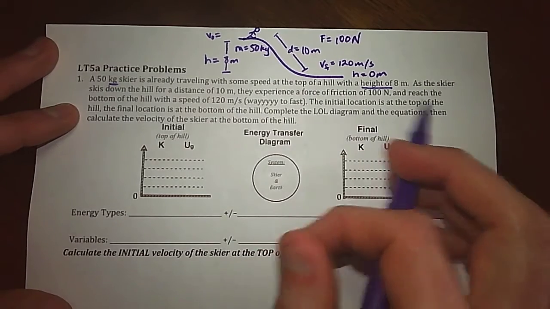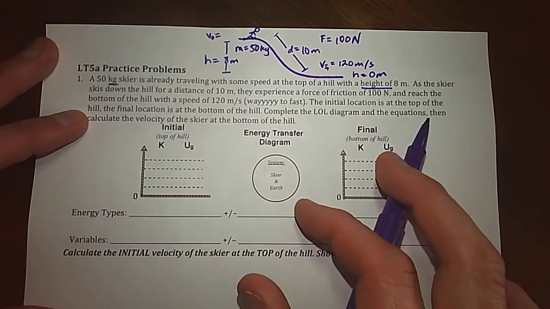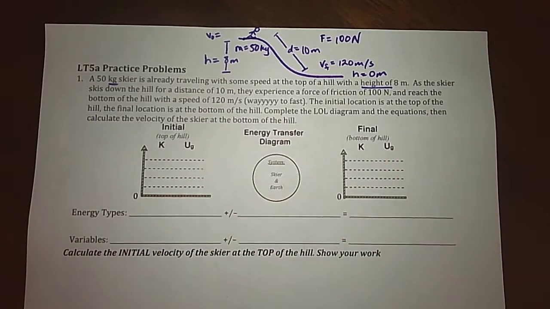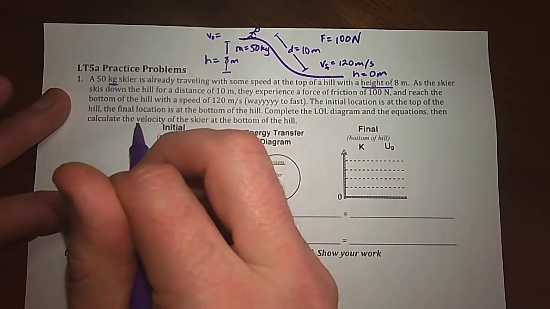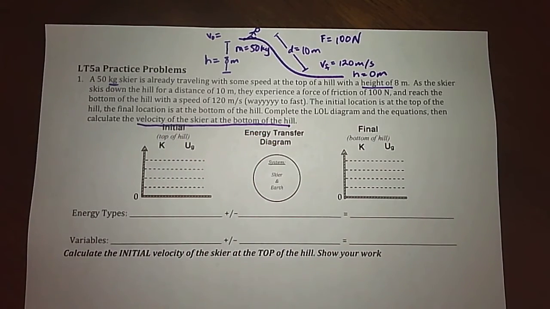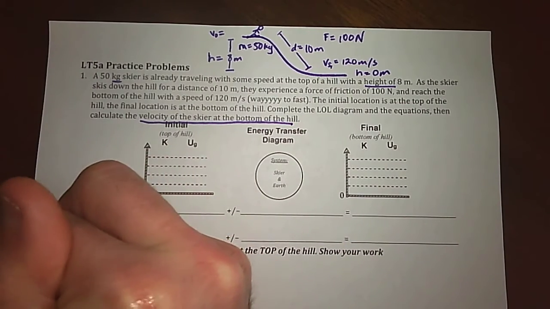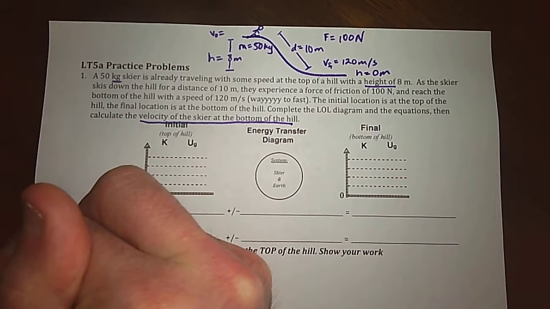The initial location is at the top of the hill. The final location is at the bottom of the hill. Complete the LOL diagram and equations, then calculate the velocity of the skier at the bottom of the hill. Okay, so that's what we're looking for at the end of the day because we just listed a bunch of different things. What are we trying to solve for? It's this initial velocity. So I'm going to put V naught equals question mark off to the side.